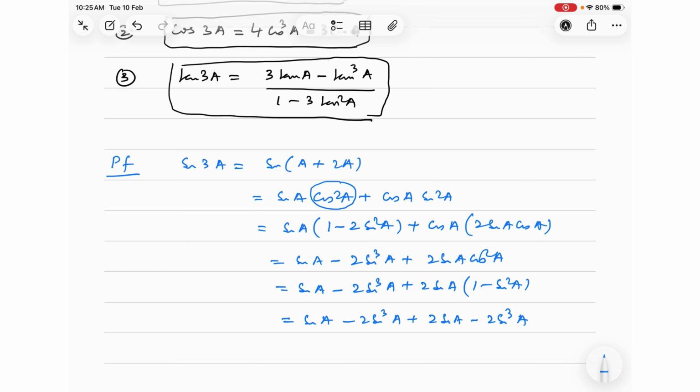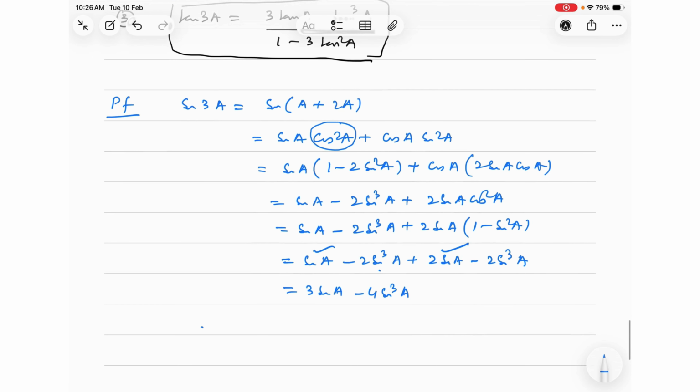So therefore, it is sin A minus 2 sin cube A plus 2 sin A minus 2 sin cube A. So 2 sin A plus sin A is 3 sin A, and 2 sin cube A plus 2 sin cube A is 4 sin cube A. Therefore, sin 3A is equal to 3 sin A minus 4 sin cube A. This is the first result, writing sin 3A completely in terms of A.